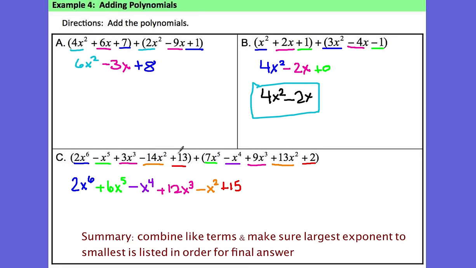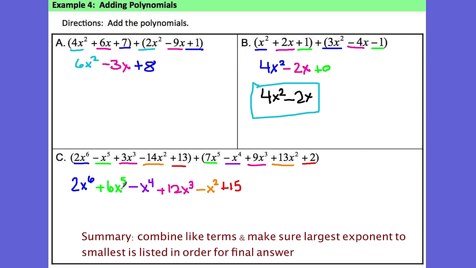And on C, we have a polynomial plus a polynomial. We have 5 terms plus 5 terms. So again, we look for like terms, and we start with our largest exponent value. So 2x to the 6th is our largest exponent, and there are no other x to the 6 terms, so we just write it once.